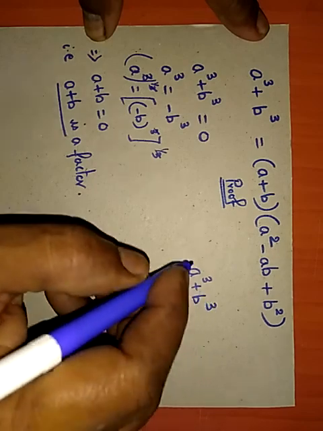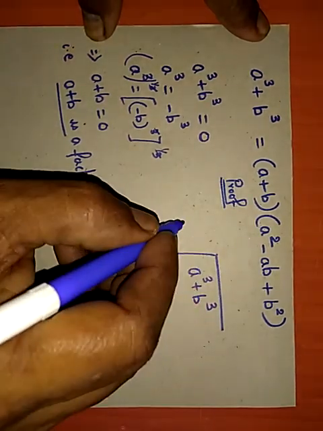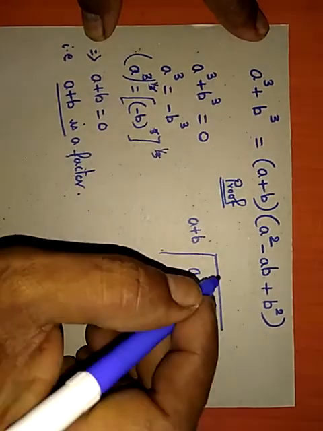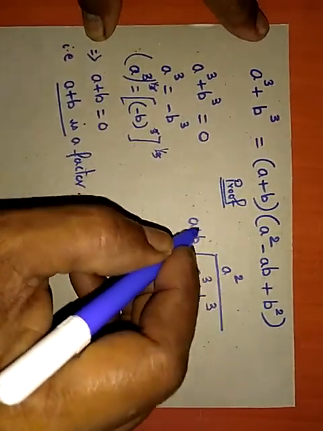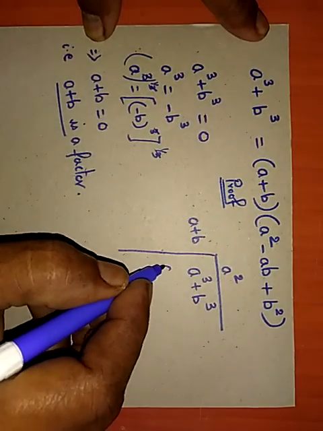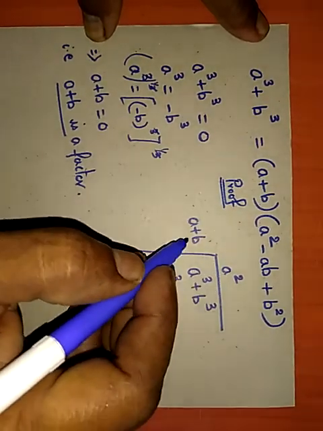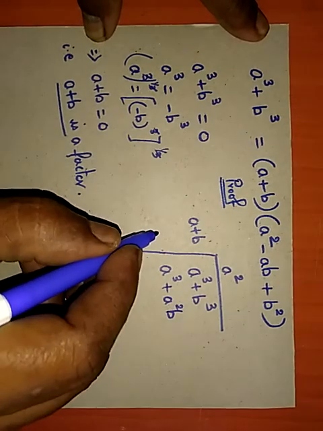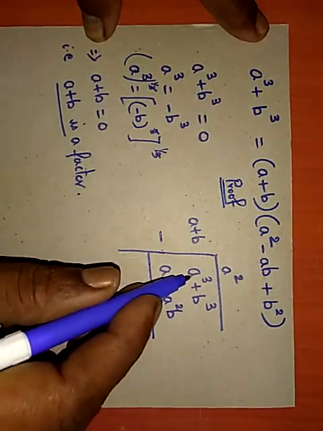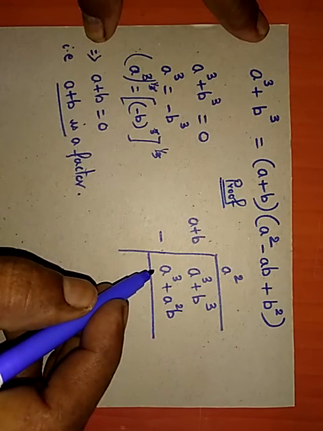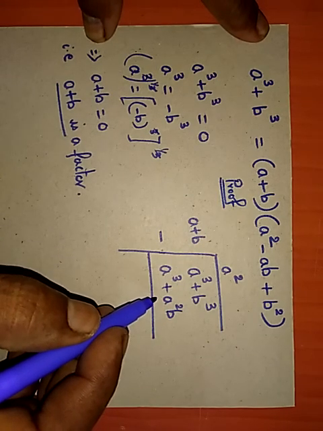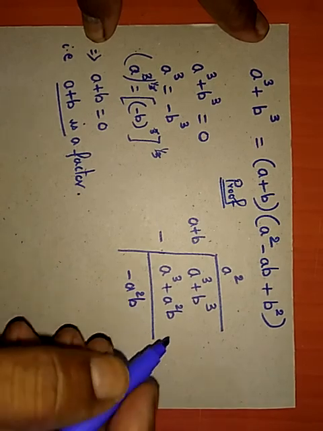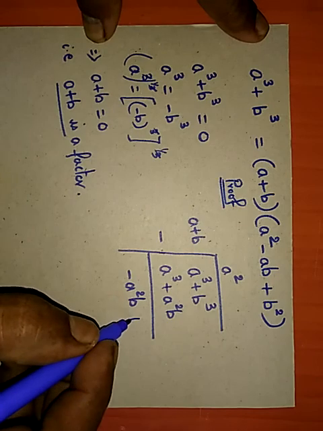a cube plus b cube is divided by a plus b. So first we want a cube, therefore you put a square. A square into a is a cube. A square into b plus a square b. Now subtract. So a cube minus a cube gets cancelled. This will be having minus sign, so therefore you will be having minus a square b, and already we have plus b cube, so you write as it is.